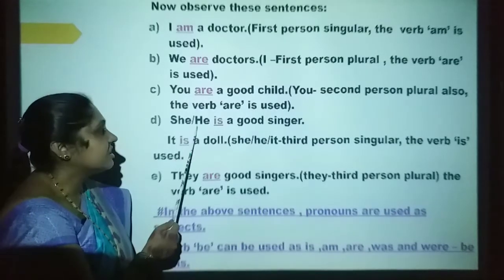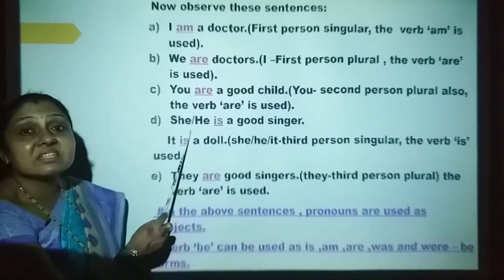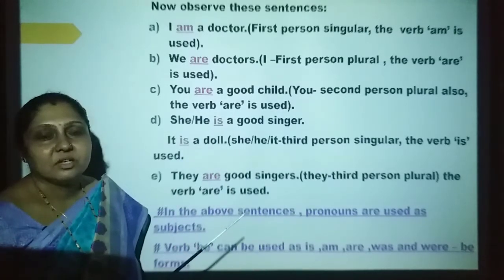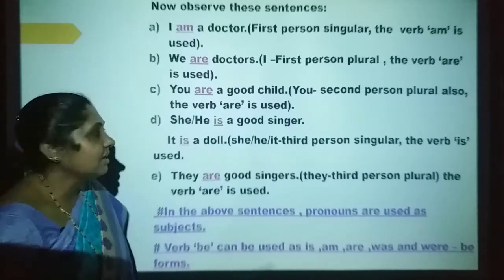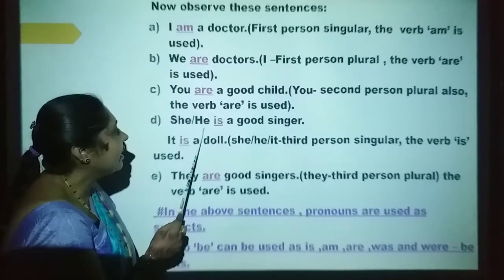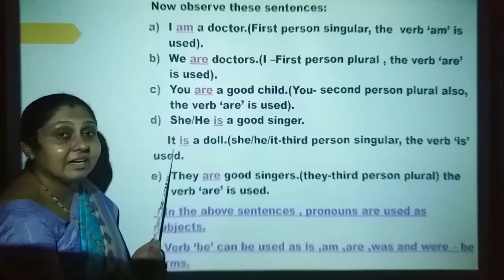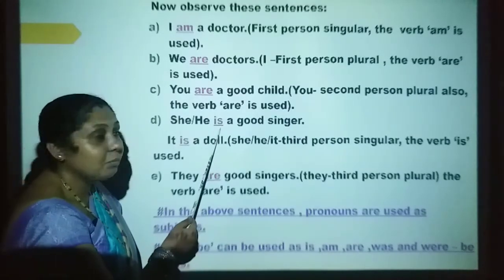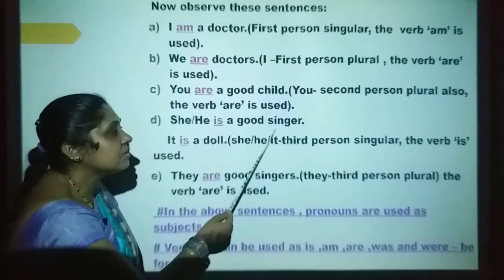So, he or she is a good singer. When you use third person singular, you speak about a male or a female or a single thing, then you use she, he for male and female, and when it comes to other things you can use it. And which is the verb? Is. She is a good singer.